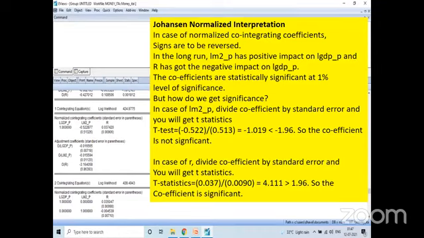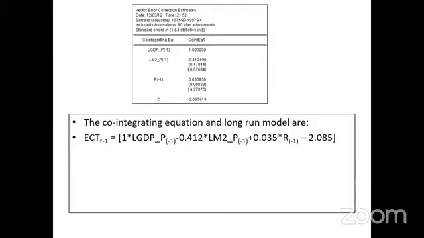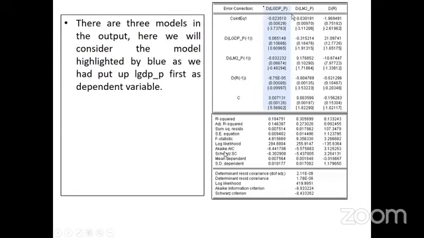In case of the normalized co-integrating coefficient, signs are to be reversed. We reverse these signs, right? And if you don't want to reverse, then also don't worry. I have a technique. We all have that technique. What to do? I will go to Proc. Normally this equation is written like this. But before writing this equation, let us directly go to Proc.